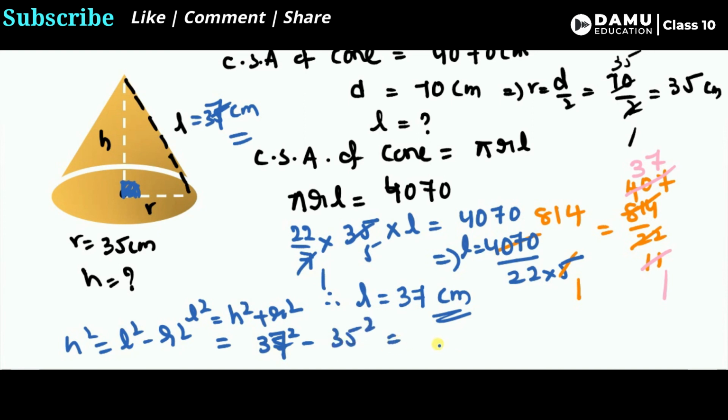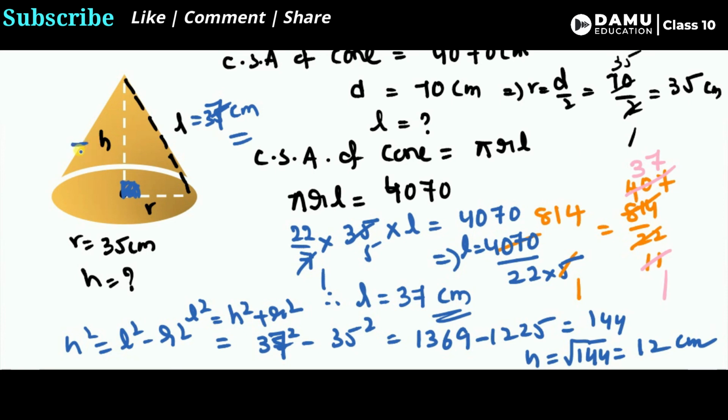So 37 square is 1369, minus 35 square, which is 1225. So 1369 minus 1225, what answer will we get? 144. So h will be equal to the square root of 144, and the square root of 144 is 12. So this is 12 centimeters. So like this we have to find it.